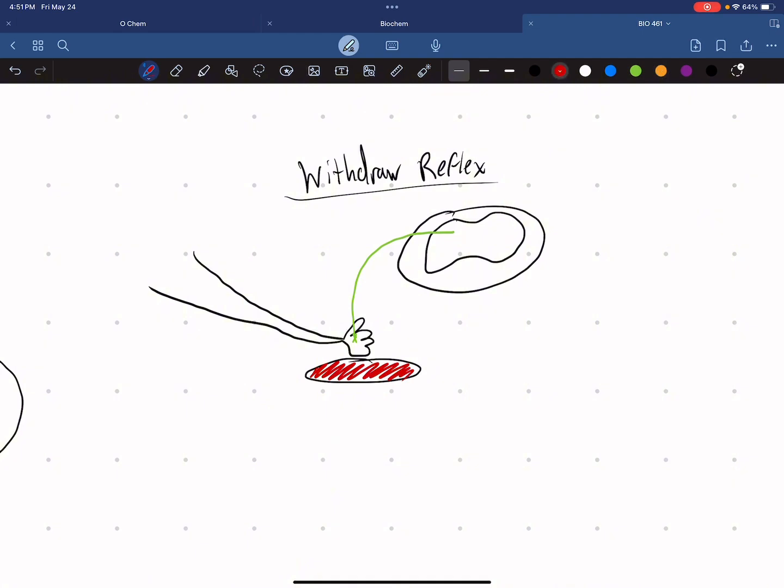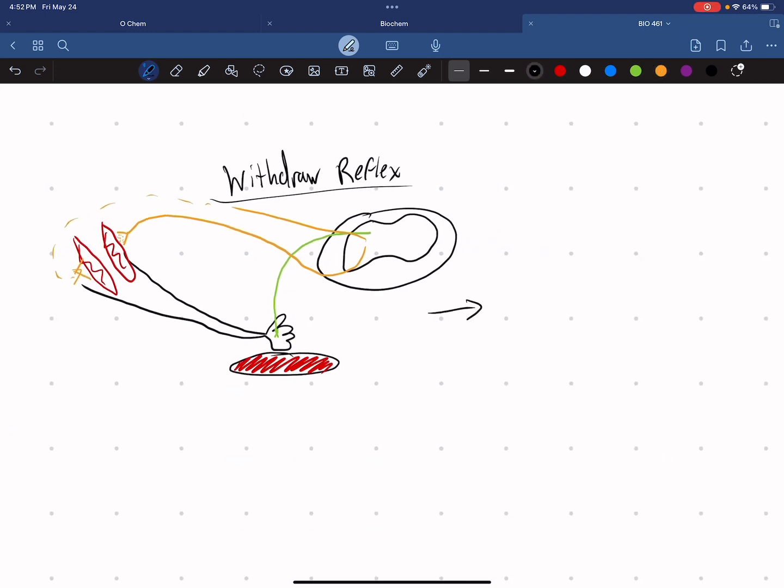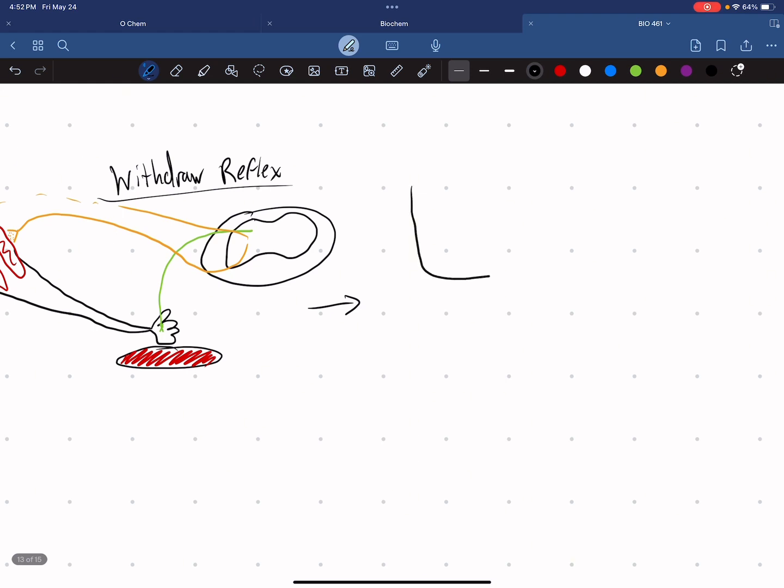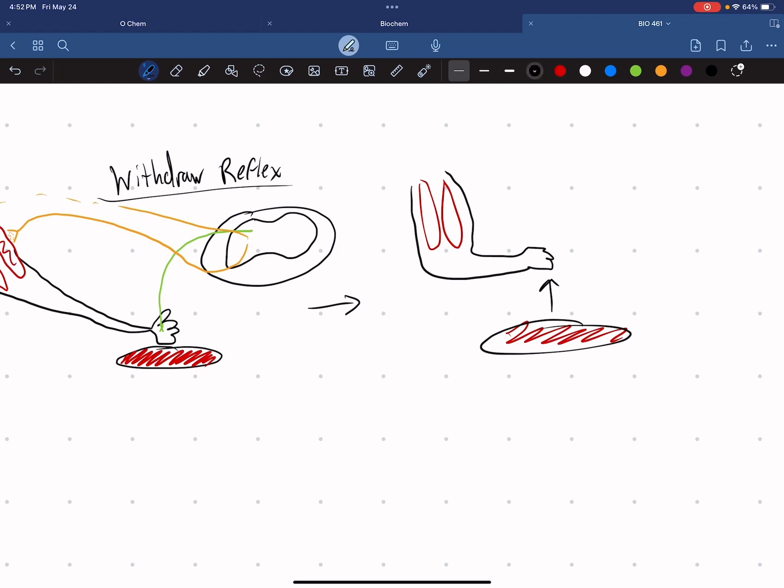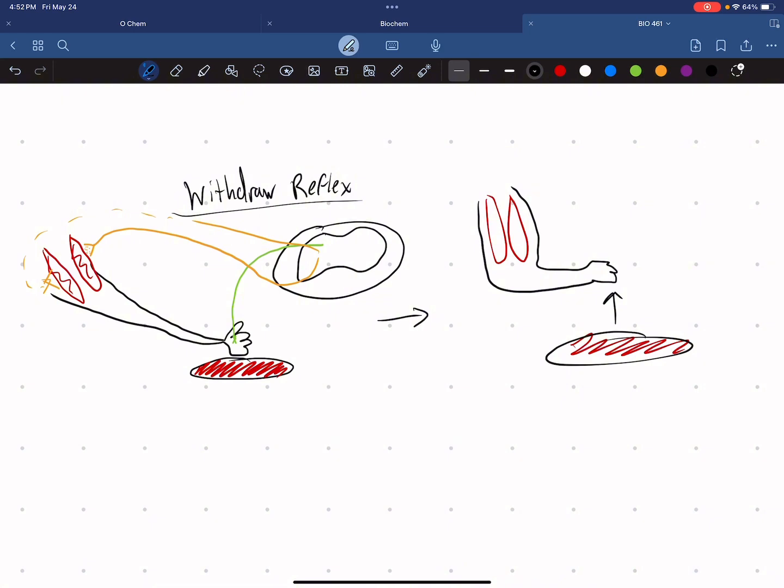And so what we're going to do here is if we have the bicep here and the tricep here, this motor neuron will come from the spinal cord and it will be excitatory to the flexors, and it will be inhibitory to the extensors here like this. So we know that after that stimulus happens, we will have the arm, which will now be flexed because of the bicep being activated and the tricep being inhibited. So the arm will want to move away from this stimulus that was causing pain. And so that is the idea behind the withdrawal reflex.